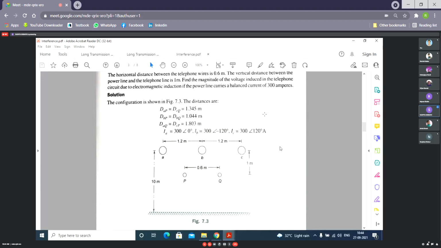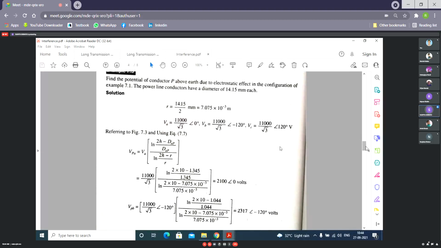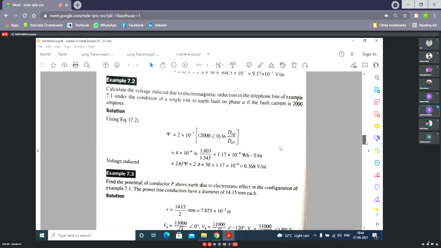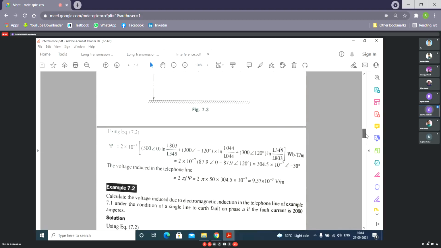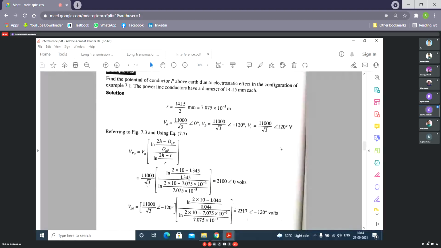Understood? Okay. Now second effect, electrostatic effect. Now find out for the same problem. The power line conductors have a diameter of 4.15. Now see, you have to use this formula. We are using this formula, VPA. So you have to find out the distance. VA, you take the phase values. VA is known to you, and these values you can calculate. All are given. So VPA is given.